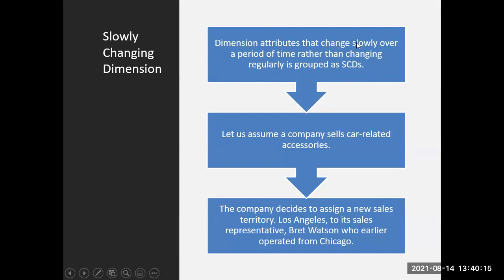Dimension attributes that change slowly over a period of time, rather than changing regularly, are grouped as slowly changing dimensions. Let us assume a company sells car related accessories. The company decides to assign a new sales territory, Los Angeles, to its sales representative Brett Watson, who earlier operated from Chicago. With the help of a table you will come to know exactly what is there.